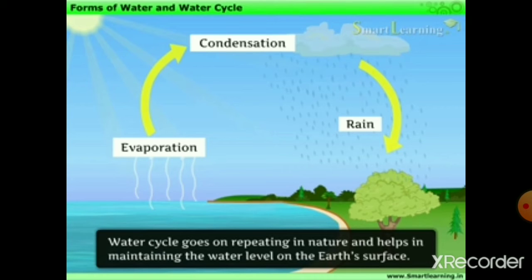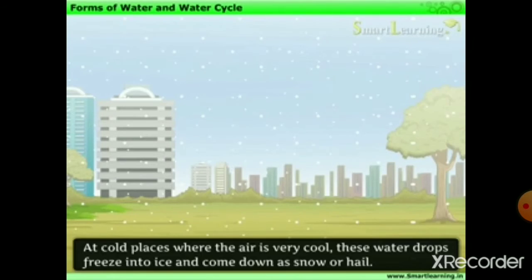earth's surface. Note that at cold places where the air is very cool, these water drops freeze into ice and come down as snow or hail.